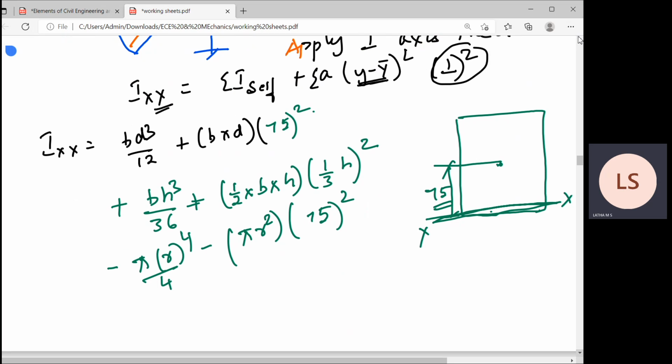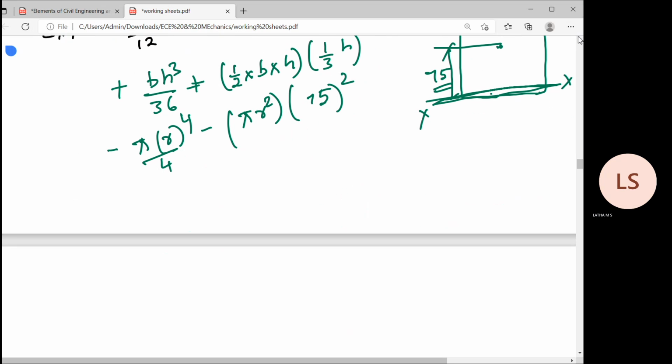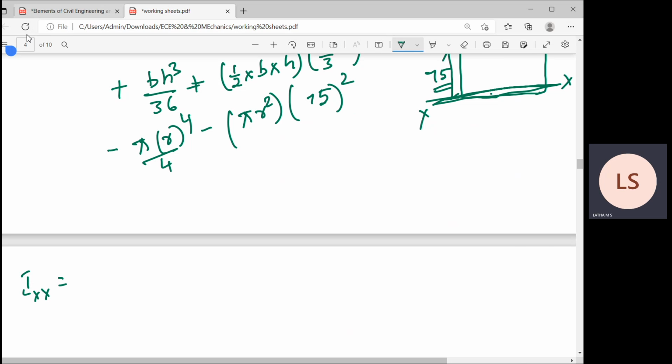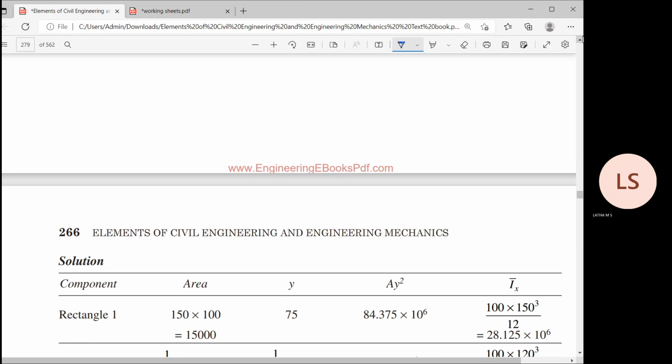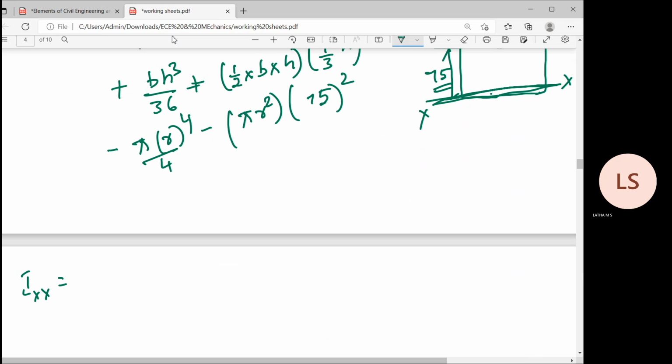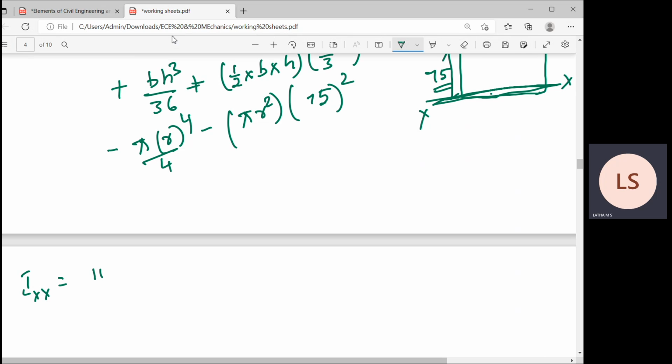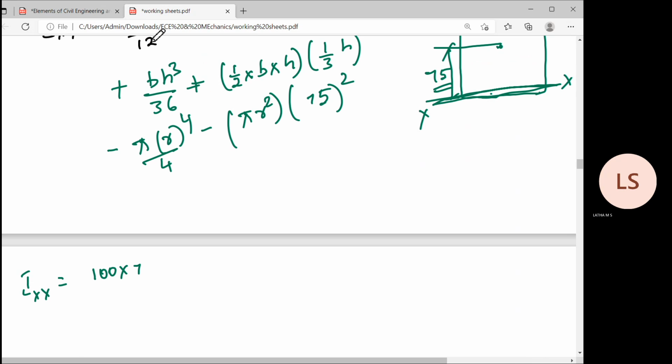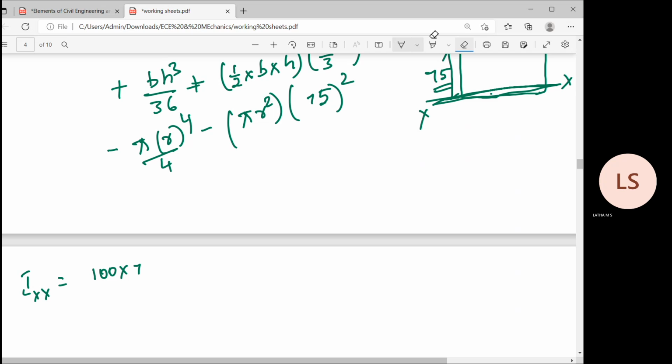Now I'll be substituting the values of each. Ixx is equal to bd cube by 12. What is b? I'll take the diagram from here. So what is b here? b is 100. bd cube by 12, d is how much? 150. Substituting, it is bd cube by 12.